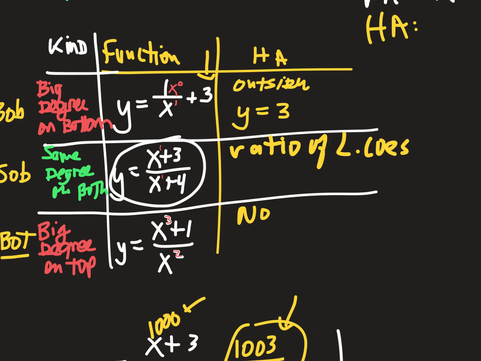Ratio of the lead coefficients. What's the lead coefficient on the top? 1. What's the lead coefficient on the bottom? 1. What's the ratio of 1 to 1? 1. Y equals 1 is your asymptote then.